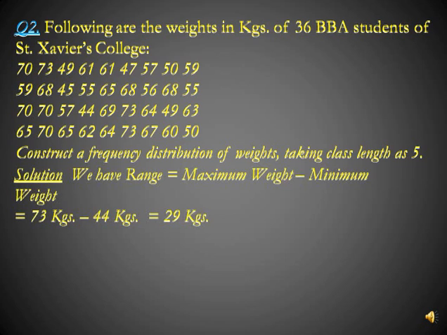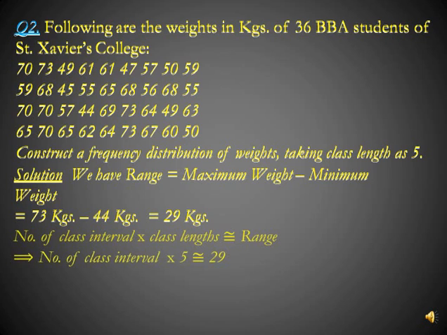We know that range is equal to maximum value minus minimum value. Here the maximum weight is 73 kgs and the minimum weight is 44 kgs, so our range comes to 29 kgs. Now the number of class intervals times the class length is equal to the range, and we have to find the number of class intervals. Class length is given as 5 in the question and the range we have calculated as 29. So from here we can see the number of class intervals is 6. We always take the next integer as the number of class intervals so as to include both the minimum and maximum values.